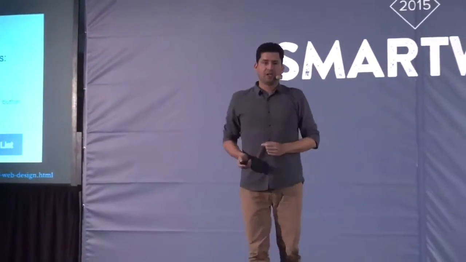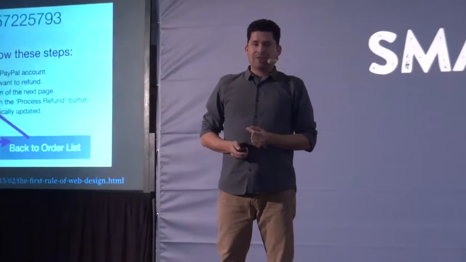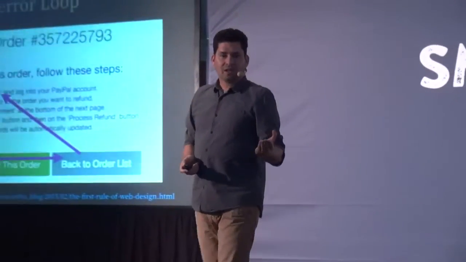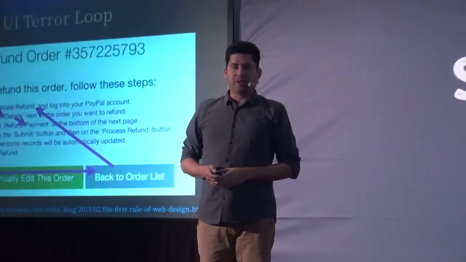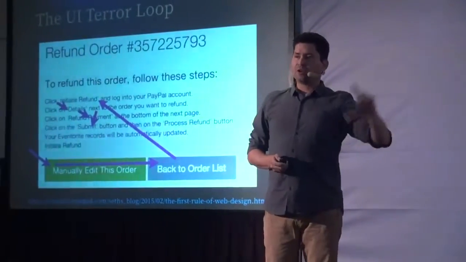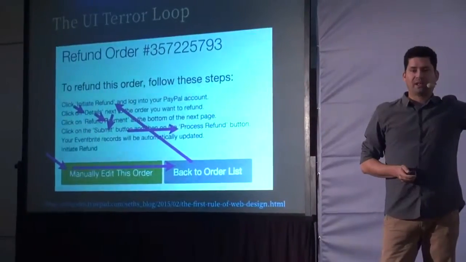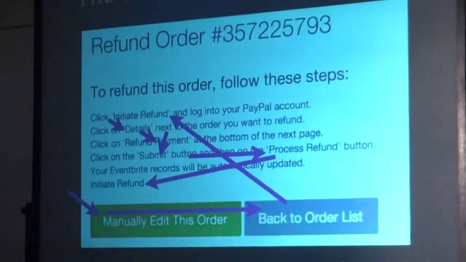I want a refund. So to refund this order, I have to follow these steps. So I guess I'm going to have to actually read text. So I have to click Initiate Refund. I don't know where Initiate Refund is. I don't see it. So I have to click on Details, and then Refund Payment. So I'm reading through this thing, click on Submit. These are all instructions for the page that I'm going to get once I click on this link right here.